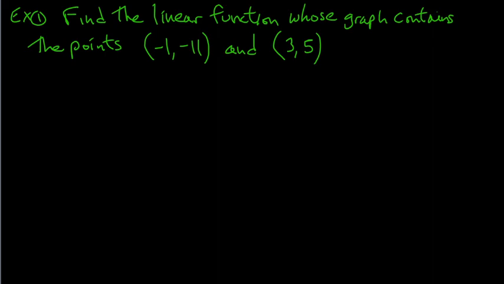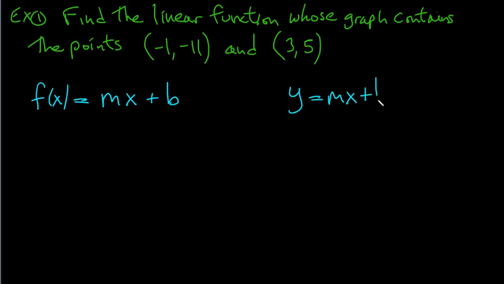Okay, let's start with a simple example. Find the linear function whose graph contains the points (-1, -11) and (3, 5). Okay, so first thing is, what do we mean by a linear function? We mean that the graph is just a straight line. And for that, you should recognize that this is just mx plus b. Right? In the old days, they might just say find the equation of the line. So that would be y equals mx plus b, same thing. So we just have to find m and b.